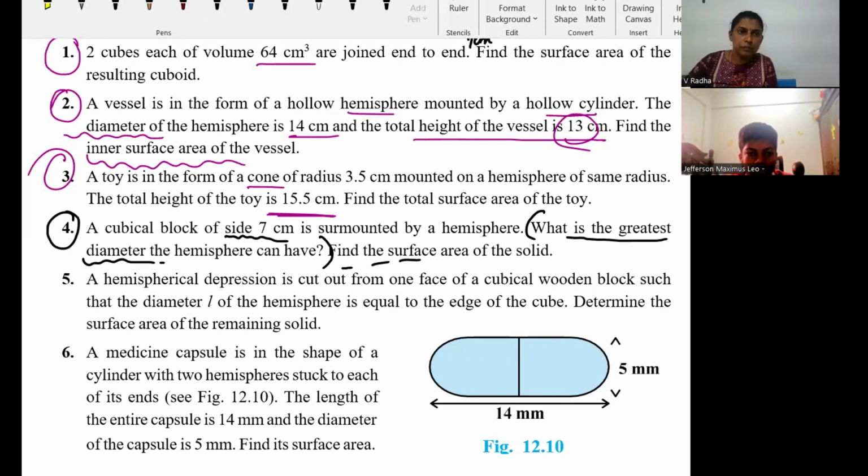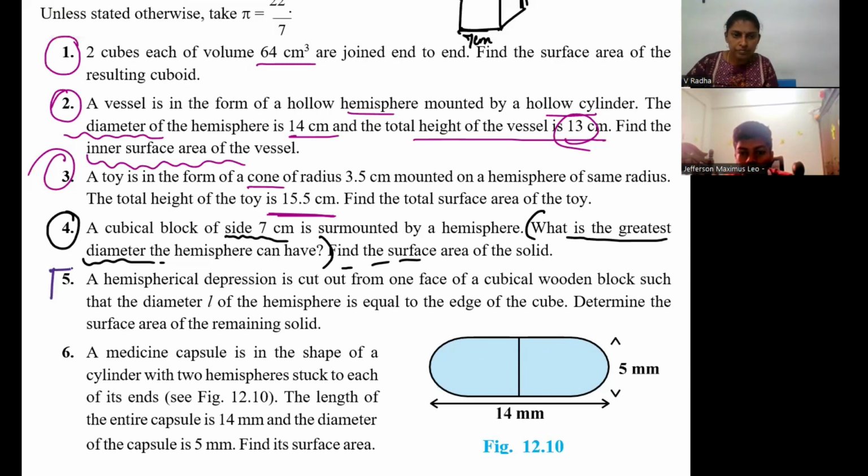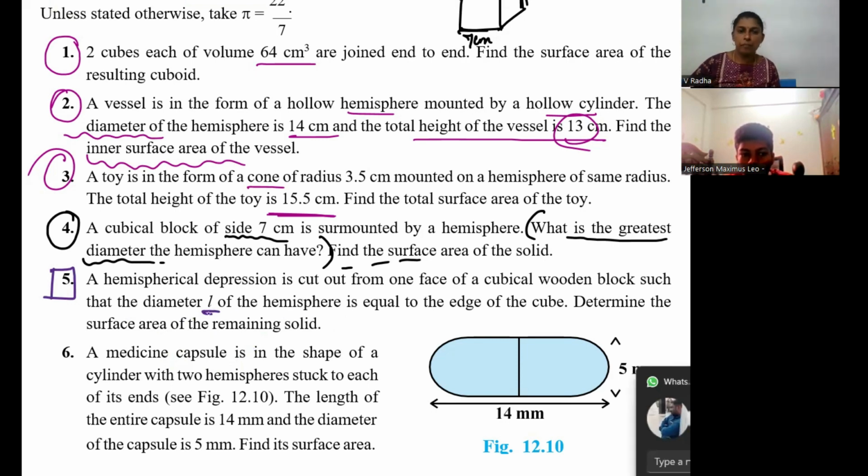Read the fifth question. The hemispherical depression is cut from one face of a cubical wooden block such that the diameter L of the hemisphere is equal to the edge of the cube. Determine the surface area of the remaining solid.